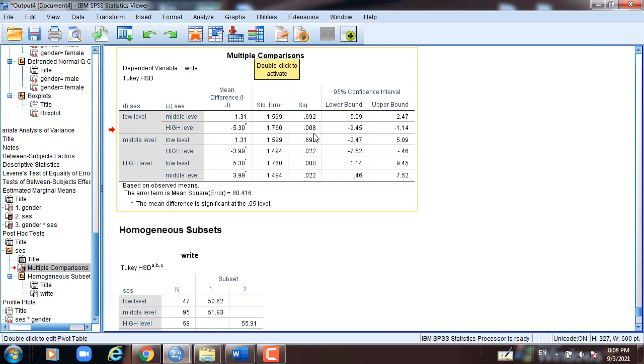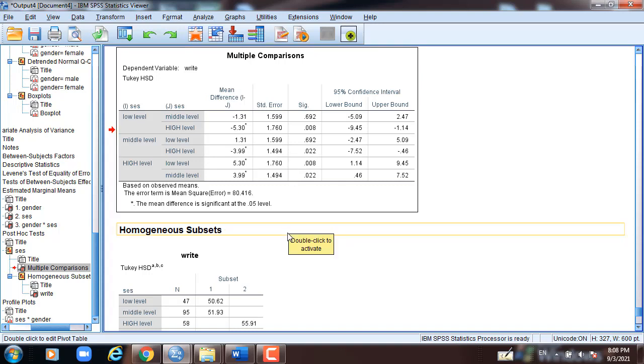This means that we are interested in the differences between level 1 and levels 2, middle, and 3. We can see that low level with middle level is not statistically significant because the p-value is greater than 5%, but low level with high level is statistically significant because the p-value is less than 5%. Again, middle level with high level is statistically significant because the p-value is 2, which is less than 5%.